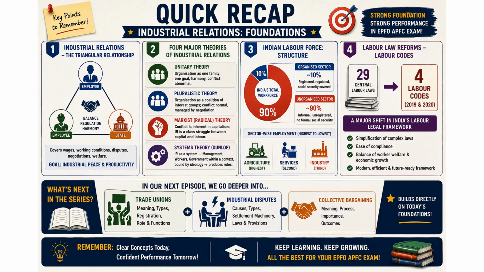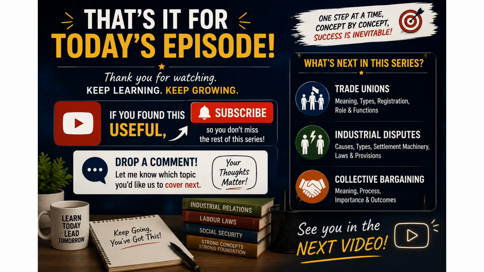All right, let's do a quick recap before we wrap up. Industrial relations is the relationship between the employer, the employee, and the state. We covered four major theories: Unitary, Pluralist, Marxist, and Dunlop's systems theory. We looked at India's labor force, where roughly 90% works in the informal sector. And we traced how the labor codes, since 2019 and 2020, have completely reshaped India's legal framework around labor. In our next episode, we're going deeper into trade unions, industrial disputes, and collective bargaining, which builds directly on everything we covered today.